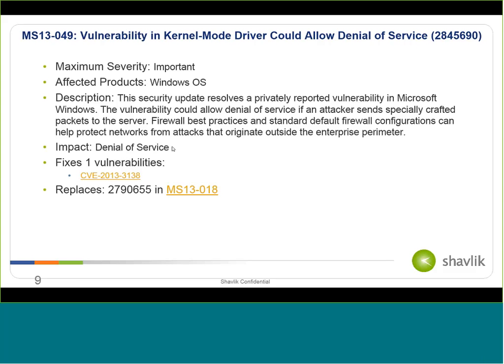Still only rated as an important. I would say the bigger concern on this one is make sure testing is adequate before you roll it out, rather than trying to push it out as soon as possible. It does replace MS13-018.